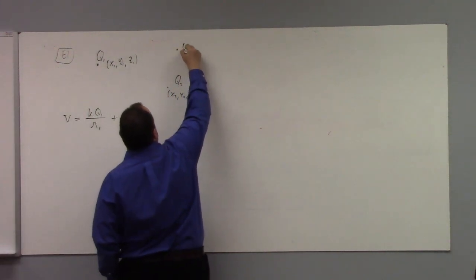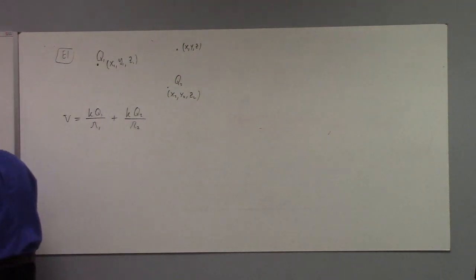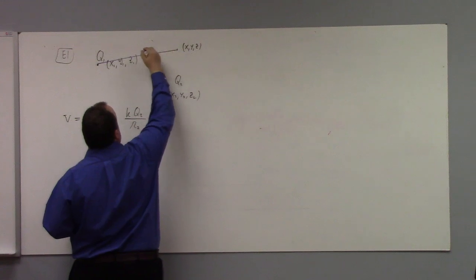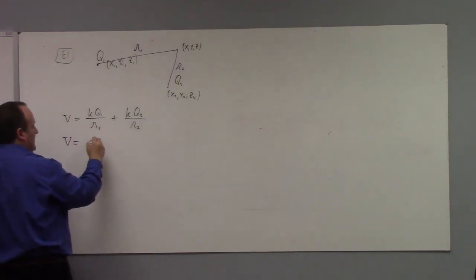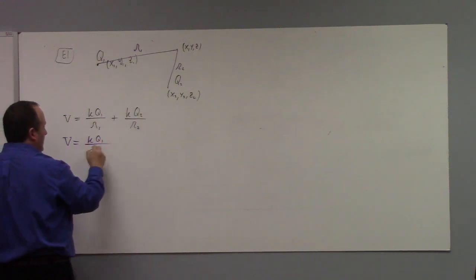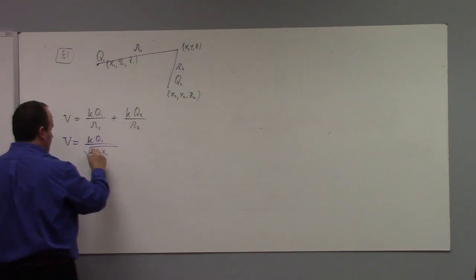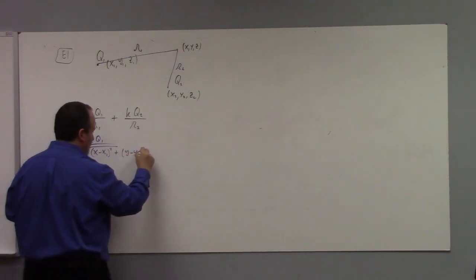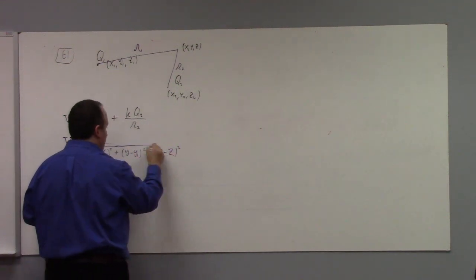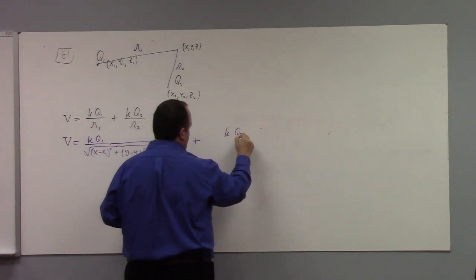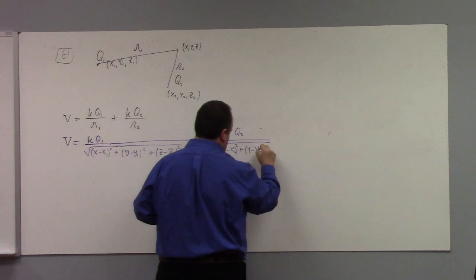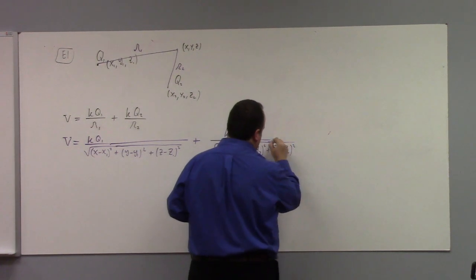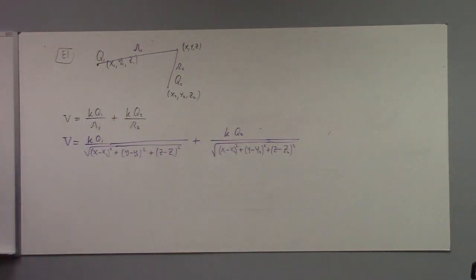So we want to find the voltage over here at a point x, y, z. The script R's are the distance from the source points to the field point. Here's my script R1. Here's my script R2. So the voltage is actually just KQ1 over the square root of (x minus x1) squared plus (y minus y1) squared plus (z minus z1) squared, plus KQ2 over the square root of (x minus x2) squared plus (y minus y2) squared plus (z minus z2) squared. I will prove these things with a little more care in a future lecture, but we do have this additivity of voltage functions.